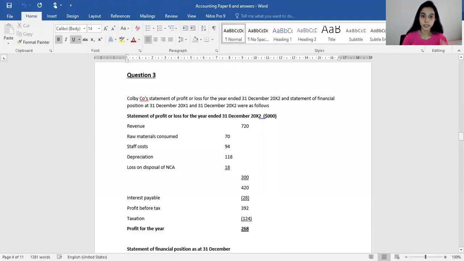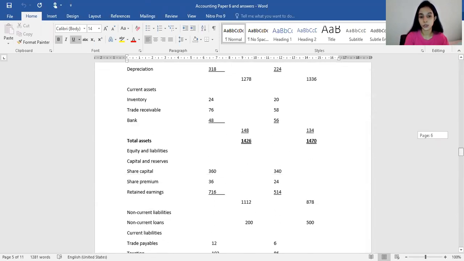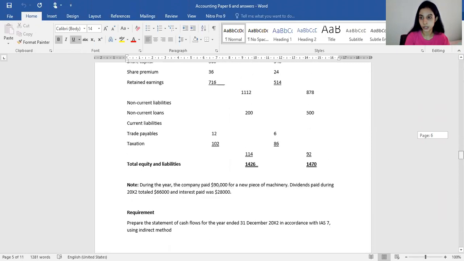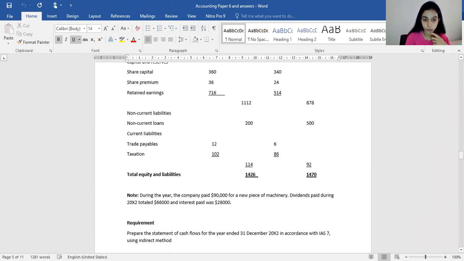And question number 3. So this question also, they have given a statement of profit or loss, and together with that, they have given the statement of financial position as well. So similar to the question that we discussed just a while ago.